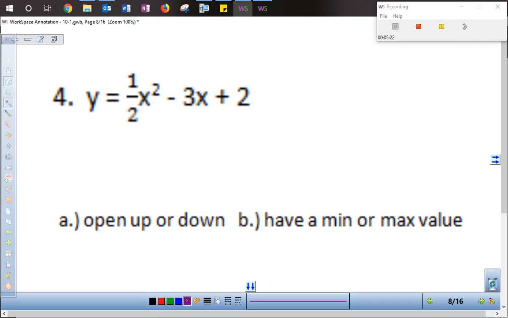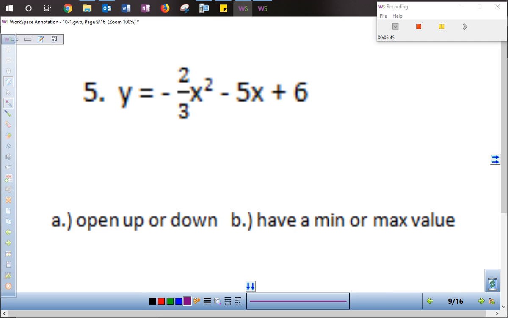On number 4, again, the a value is what we want, and a lot of people see this right here and they say, oh, it's a fraction, that must mean it opens down. Remember, it has nothing to do with what type of number it is. We're just concerned about if it's positive or negative. And since this guy is positive, it opens up, and its vertex is a minimum value.